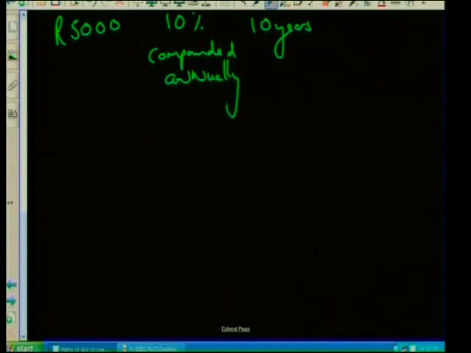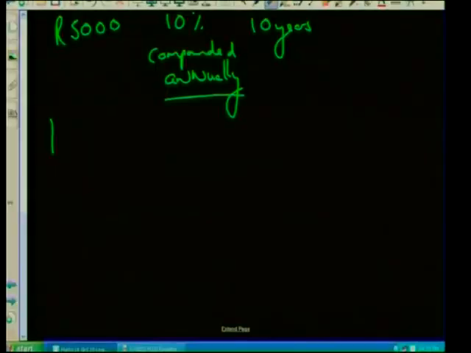What do I mean by compounded annually? Annually means I'm doing the interest once a year. So at the end of the year, I'm going to calculate the interest. At the end of the following year, I'll then calculate the interest again. Right? So let's look at it.